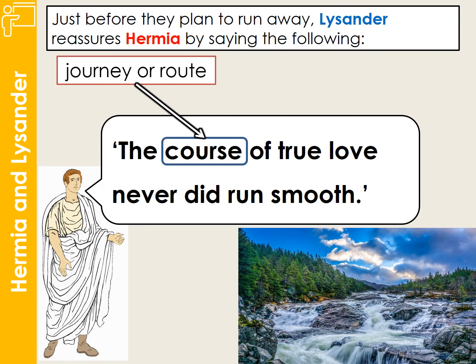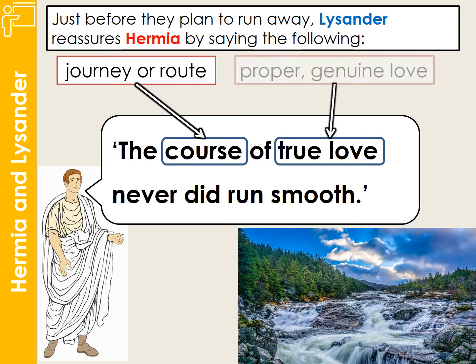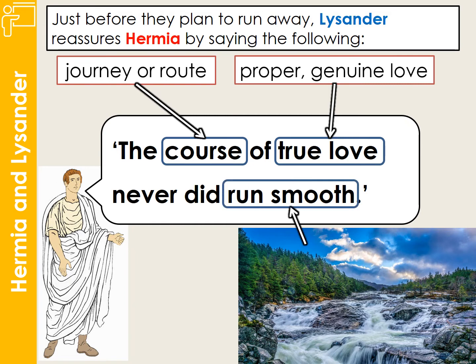So here are some notes that you might want to take down in regard to this quotation, because it's a good practice to get into making notes of quotations so you can use them later for mini-writes and for your main assessment. So a course is a journey or a route, specifically in this case towards true love, the idea of proper genuine love. Lysander there is also implying that Demetrius doesn't have true love for Hermia, but he himself does. And the idea that it never ran smooth means go easily. So this all stems from what I said, is that sometimes to get something positive, you have to go through the hardships that go with it.